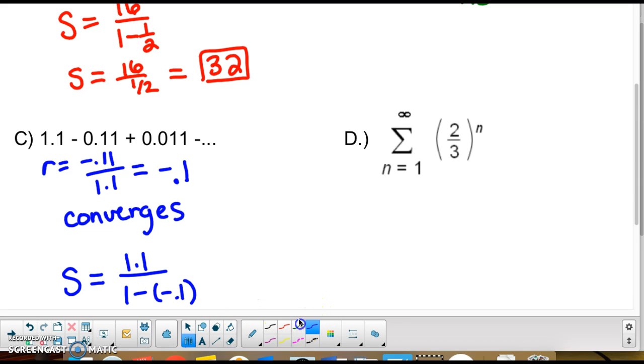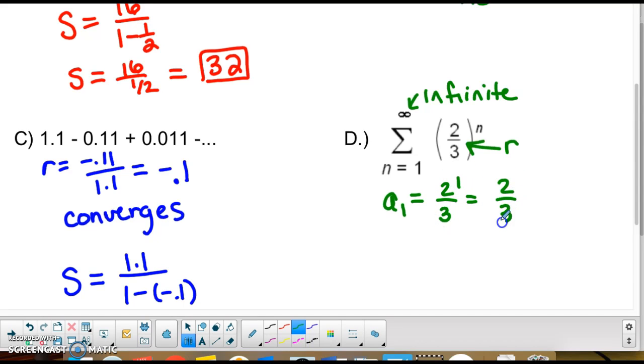If we go over here to letter D, we can see that we don't have the sequence of numbers, but we're given a formula, and in summation notation, we know this means infinite. So that means we're finding an infinite sum. As long as the R value, this is our R value, is less than 1, then we can find the sum. So the thing we first need to know is what is A1. So we're going to plug 1 in for n there. So 2/3 to the first is 2/3. So our A1 is 2/3, and so is our R.